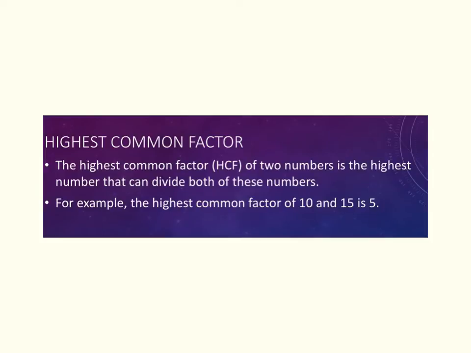The next phrase we have to talk about is the highest common factor. And this is a phrase you would have heard of before, and in fact it's one of our key words for this chapter. So the highest common factor of two numbers is the highest number that can divide both of these numbers. So for example, the highest common factor of 10 and 15 is 5, in that it's the highest number that can go into both.